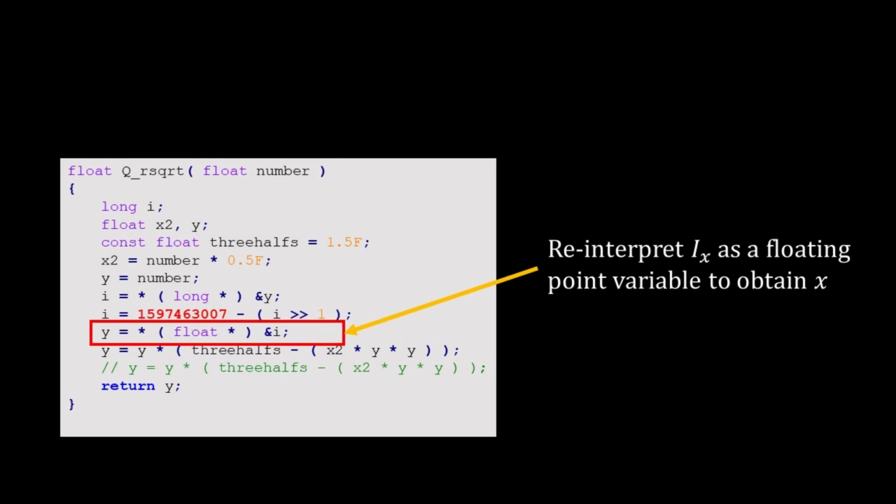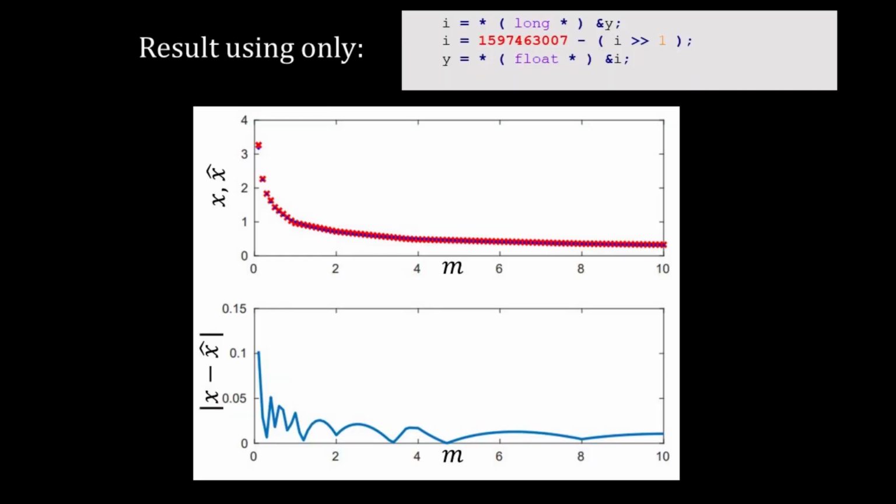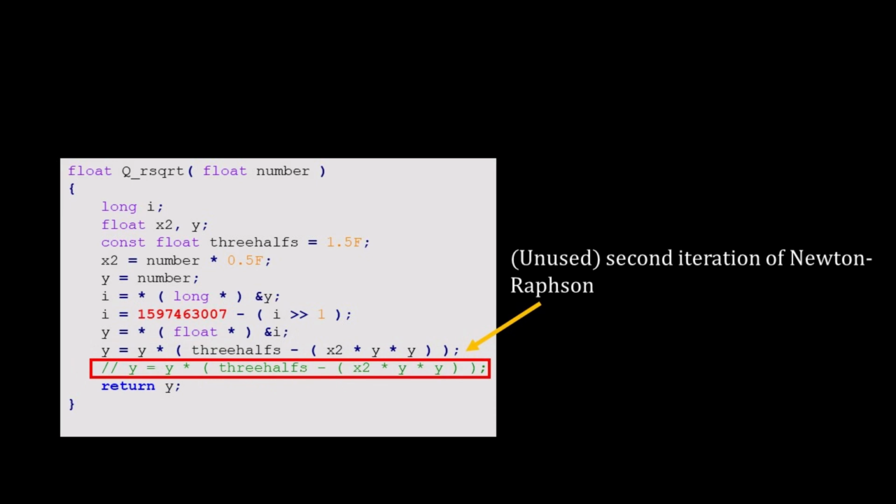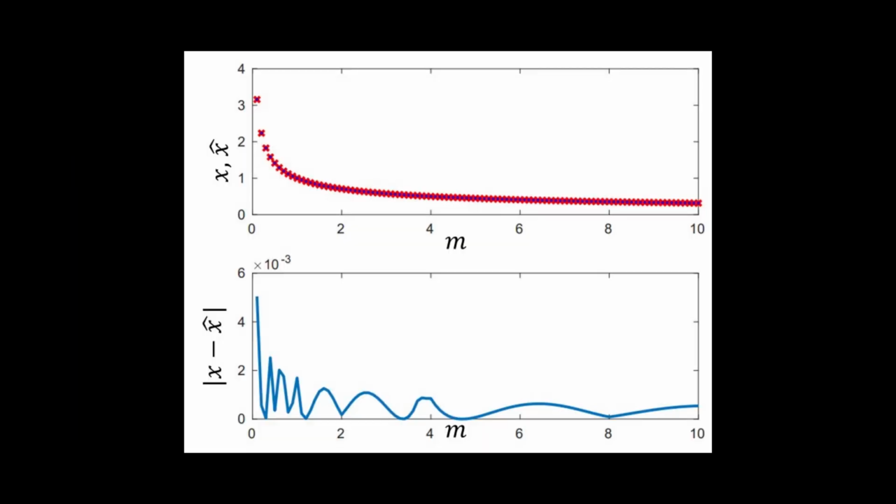Now, suppose we ended our function here, to see how good this initial guess is. Note that the results shown in red resemble the real value of the inverse square root, shown in blue, very well. But the absolute error is still big. Finally, we always perform just a single iteration of Newton-Raphson to refine the result, where a second iteration was apparently part of the code, but was commented out in the final version. Note that the results improve a lot.